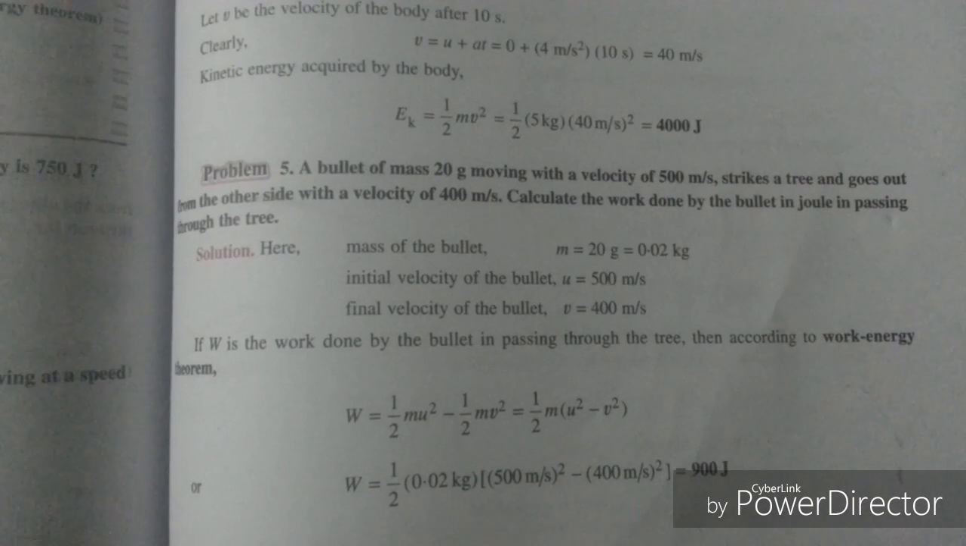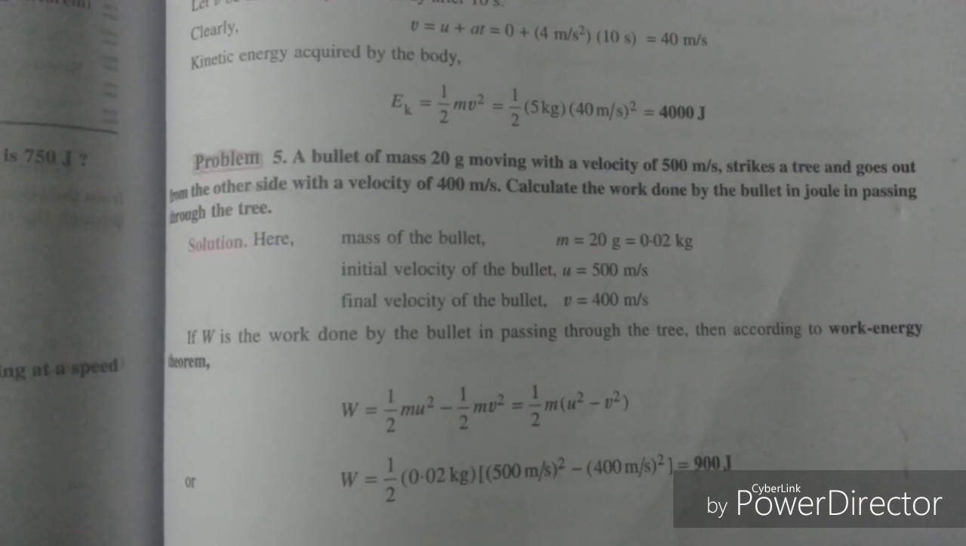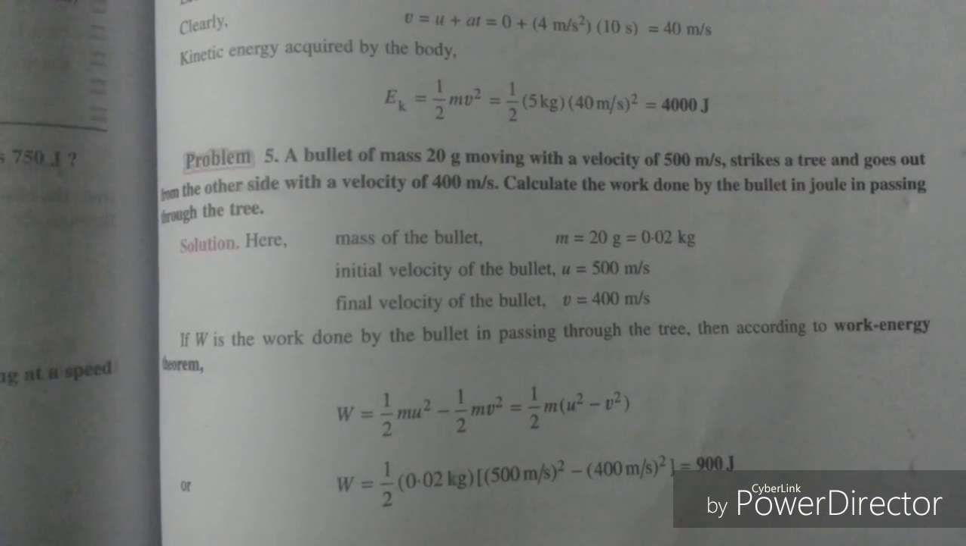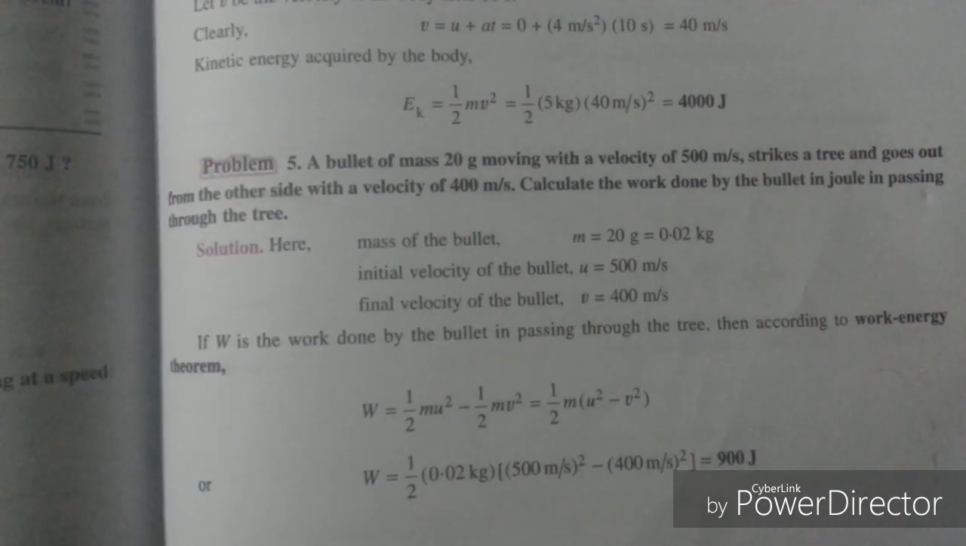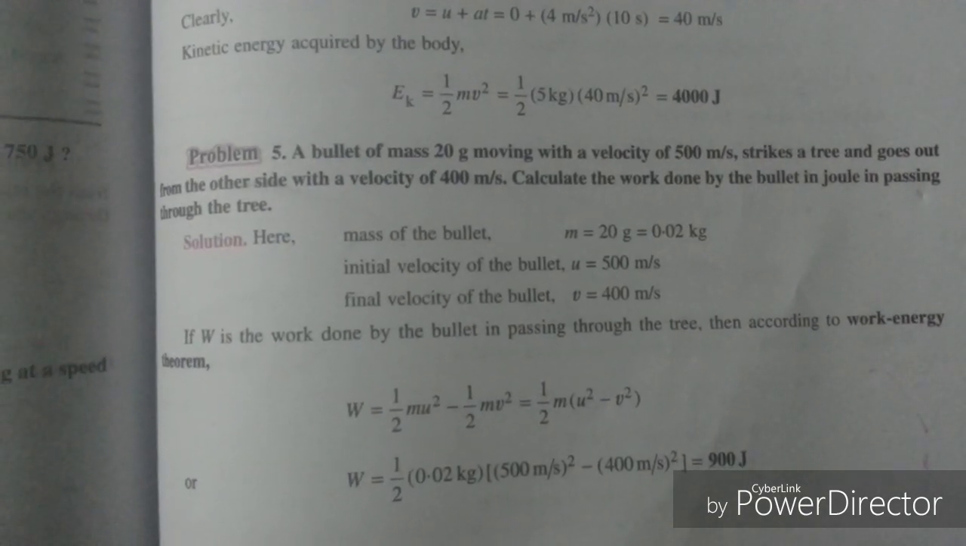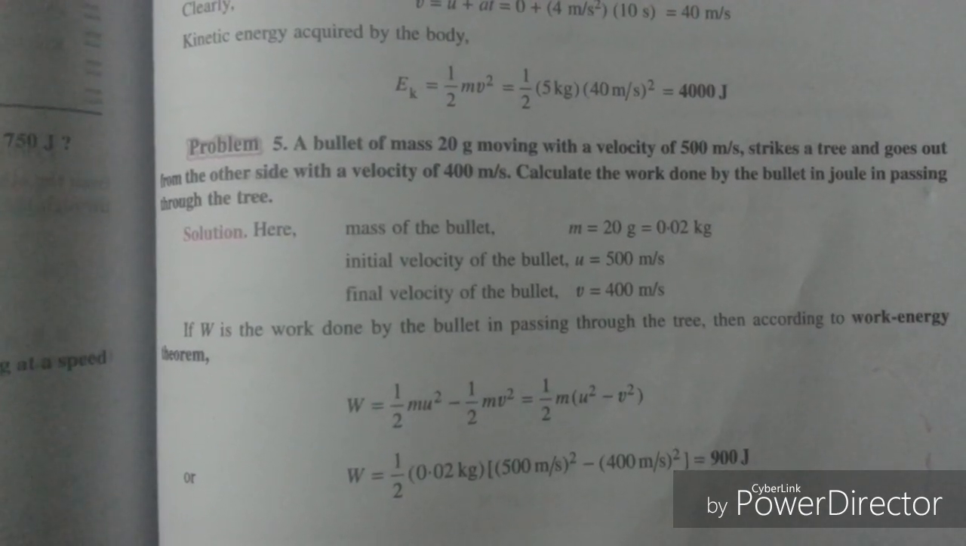A bullet of mass 20 gram with a velocity of 500 meter per second strikes a tree and goes out from the other side with the velocity of 400 meter per second. Calculate the work done by the bullet in joule in passing through the tree.